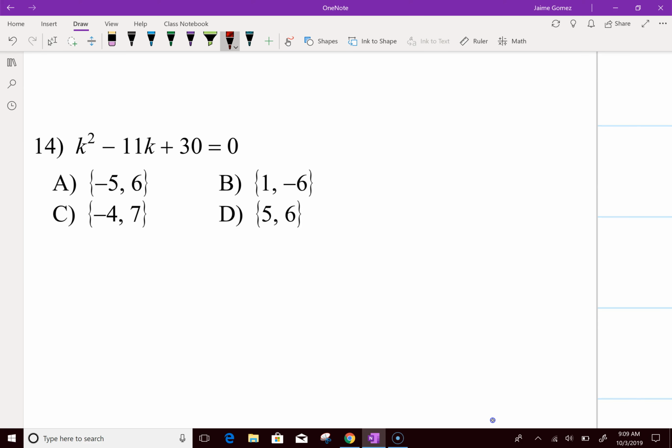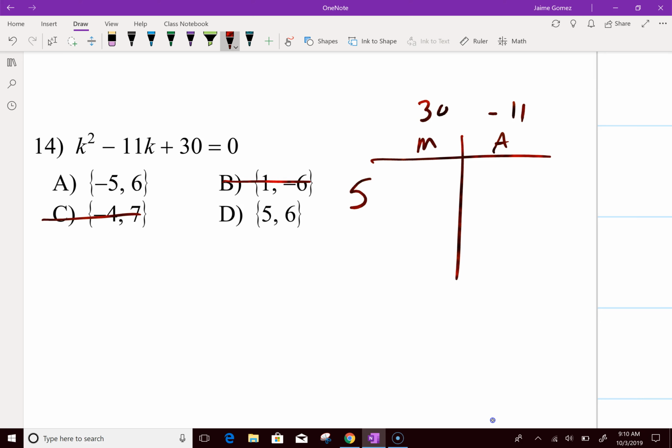Number 14, same thing here. Make a table, multiply and add. 30 and negative 11. Not 1 and 6, not 4 and 7. Something with 5 and 6.